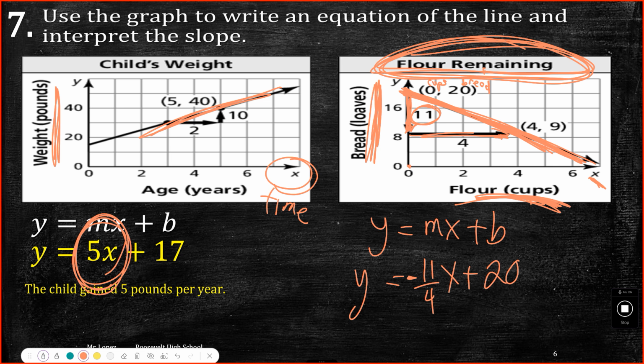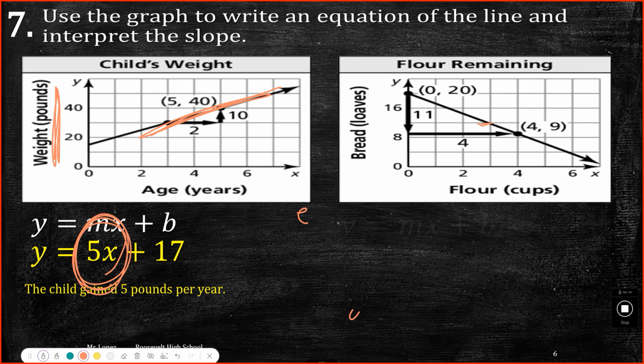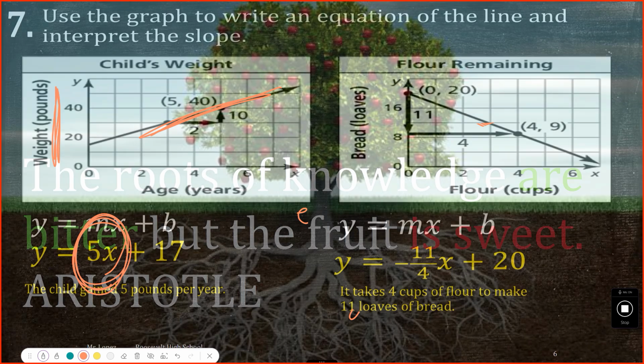So how can we interpret this? It takes 4 cups to make 11 loaves of bread. And the slope is negative. Just understand this, pay attention to the negative slope. And so that's it, we're done with this one. It takes 4 cups of flour to make 11 loaves of bread. And we're done.